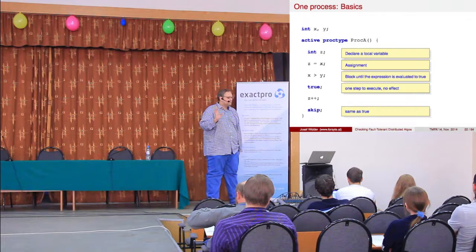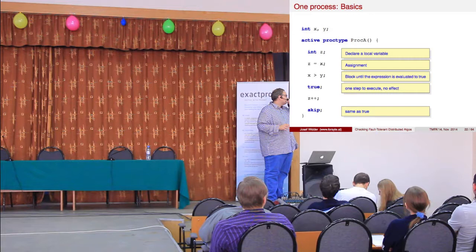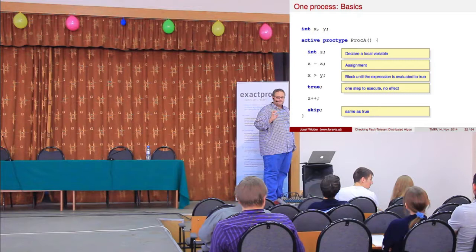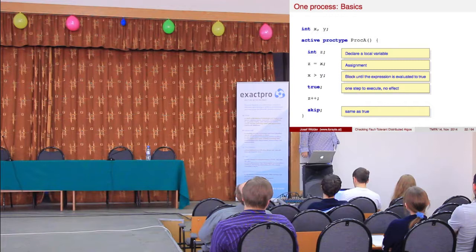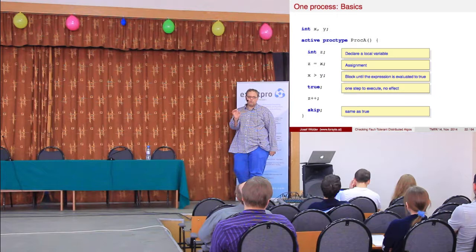You can do typical things. You can have shared variables, X and Y. You can have local variables. You can have assignments. What is a little bit untypical in Promela is that you can have these conditions as statements. You can have X is greater than Y. What happens then is that at this part of the code you block until this condition becomes true.